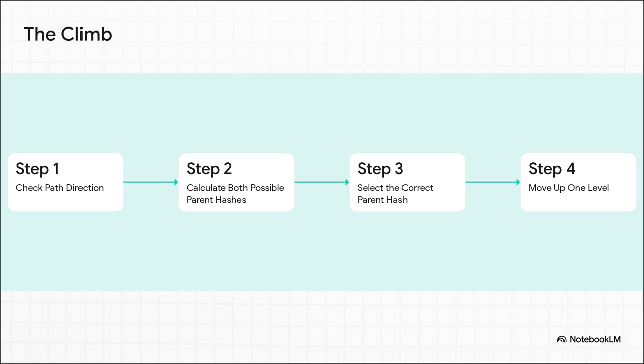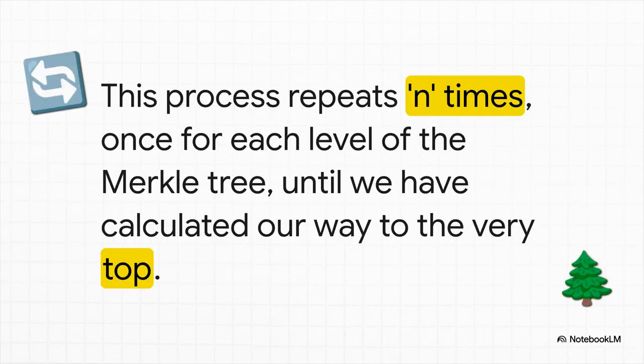Step 1, check the direction. Is it a 0 for left or a 1 for right? Step 2, grab our current hash and the sibling hash for that level. Step 3, using that direction, it smashes them together in the right order to calculate the parent hash. And finally, step 4, that new parent hash becomes our new current position for the next level up. Rinse and repeat, and that's basically it.